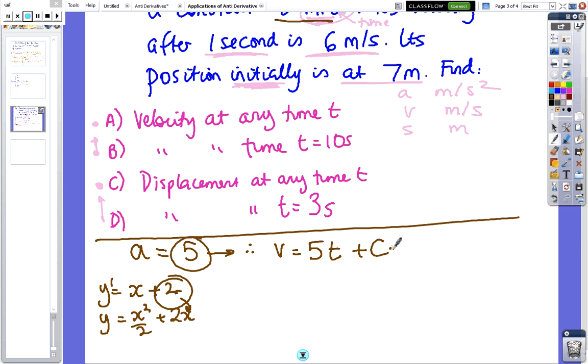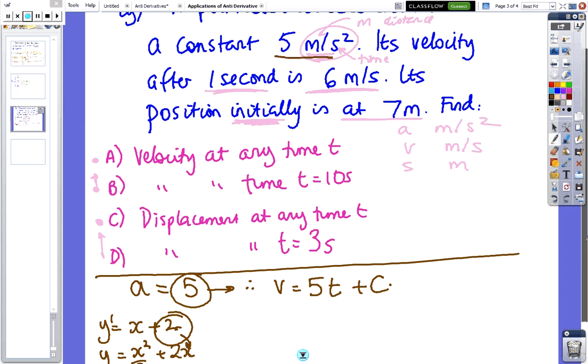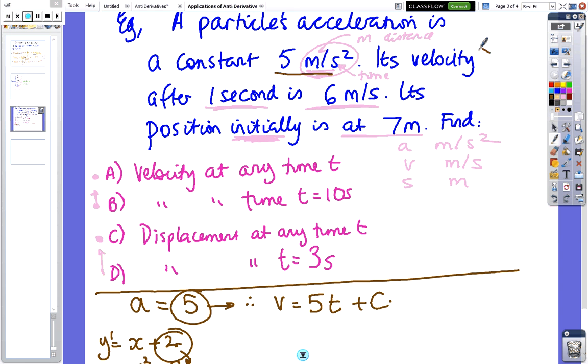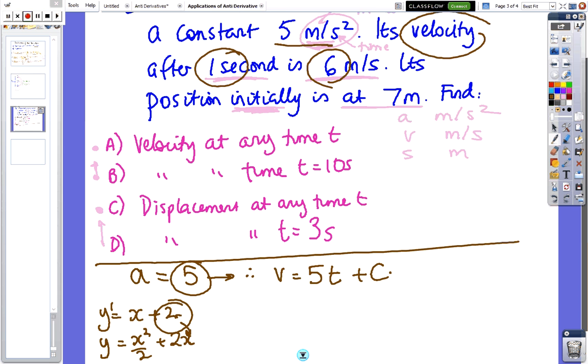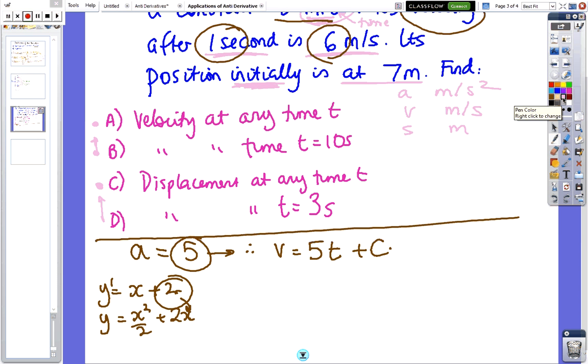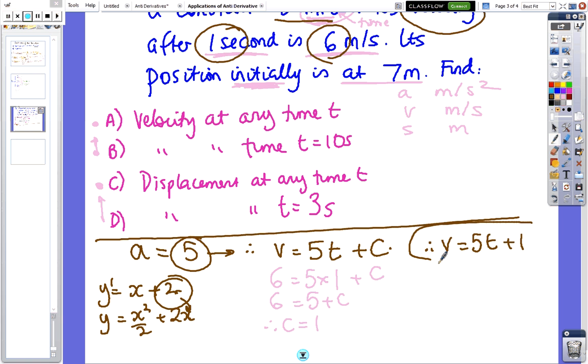Now, to find the value of the constant, we go back to the initial information. Its velocity after 1 second is 6. So 6 equals 5 times 1 plus c. 6 equals 5 plus c. So c equals 1. So the formula is v equals 5t plus 1. That's our velocity formula.